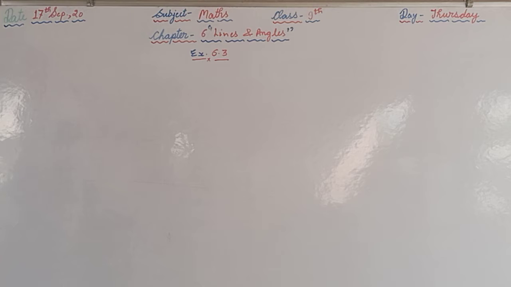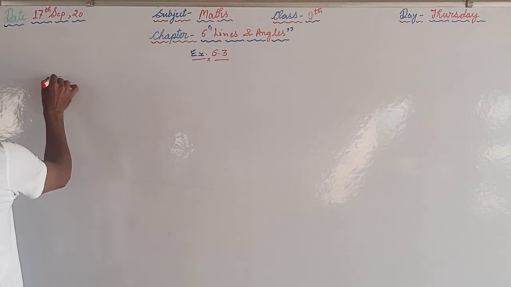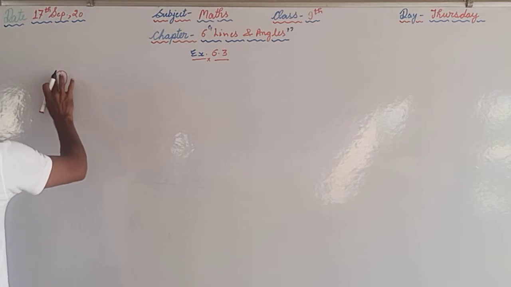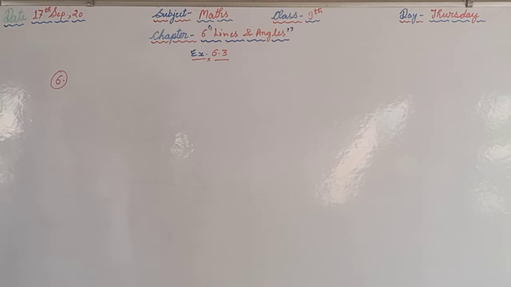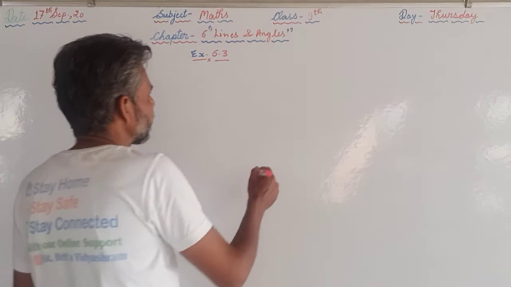Question number 6. We have discussed up to question number 5 previously. In question number 6, the diagram is given. First of all, we should read the question. In figure 6.44, the side QR of triangle PQR is produced to point S. If the bisectors of angle PQR and angle PRS meet at point T, then prove that angle QTR is equal to half of angle QPR.